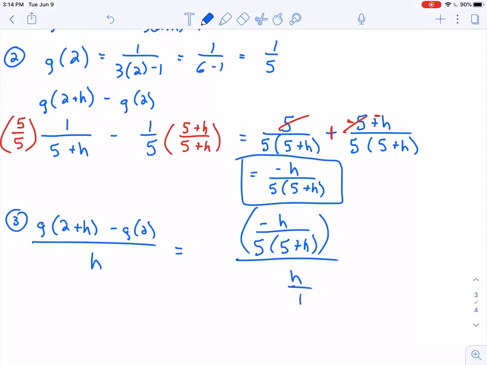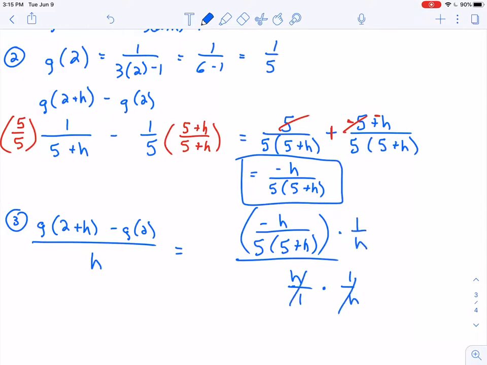I'm going to force that denominator to be a fraction. And division, like I have right here, or excuse me, this fraction right here is just another way to write division. So how do I divide by a fraction? Well, we multiply by the reciprocal. So I can think about this as just multiplying by 1 over h.